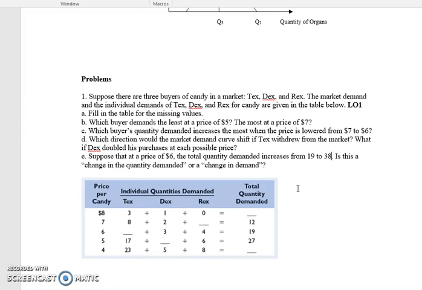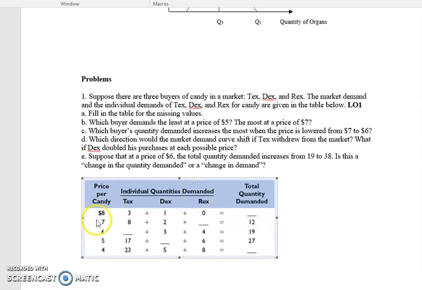This is end of chapter problem 1 of chapter 3. The problem reads that suppose there are 3 buyers of candy in the market, Tex, Dex and Rex. So those are the 3 buyers. In this column we have Tex, in the next one Dex, and the third column is for Rex.